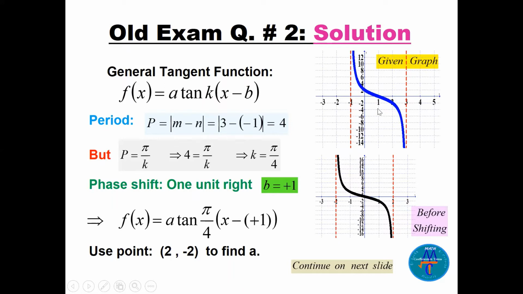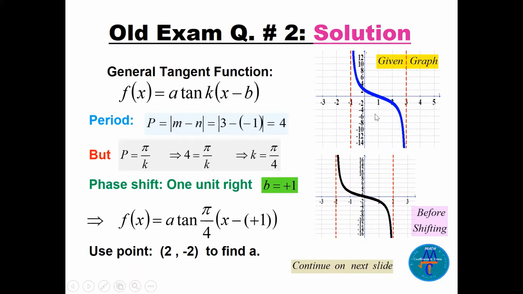And this 0 goes to the 1 here. So b is plus 1 because it is shifted to the right. So now we have the function a tan, the k we have found, pi over 4, x minus, and b is plus 1. So the b is only plus 1.